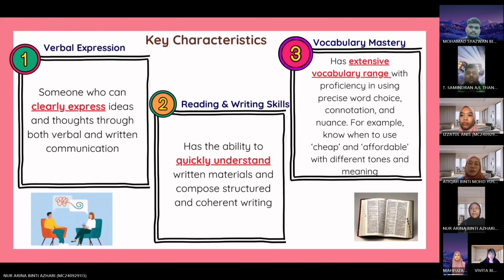Next, I will share the key characteristics of linguistic intelligence. First, verbal expression. They can explain their thoughts clearly when speaking or writing. Second, reading and writing skills, which means they understand text quickly and write in an organized way. Third, vocabulary mastery. They know many words and use them accurately.